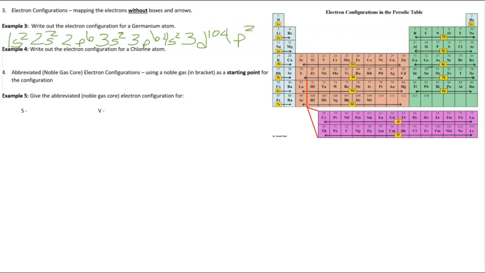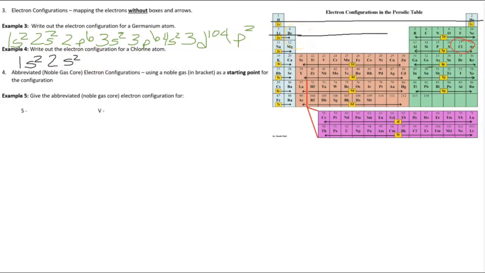Now let's look at number 4, chlorine. Chlorine is number 17. He's right here. He's actually a little bit easier than the last one we did because he doesn't go so far. So chlorine, energy level 1, sublevel S, 2 electrons. So 1s2, done. Then I'm on energy level 2, sublevel S, 2 electrons.